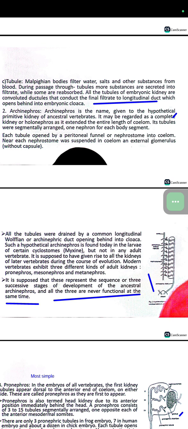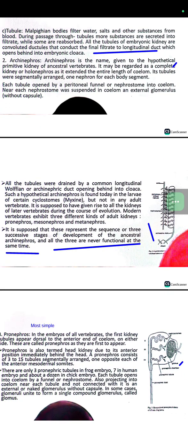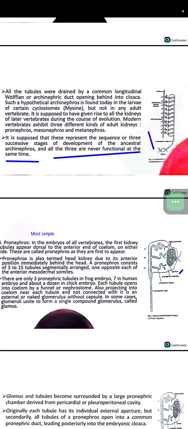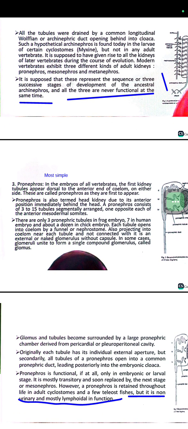Modern vertebrates exhibit three different kinds of adult kidneys: pronephros, mesonephros, and metanephros. It is supposed that these represent three successive stages of development of the ancestral archinephros. All three never function at the same time. Pronephros is the most simple.